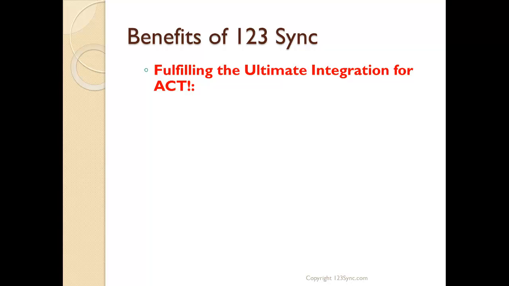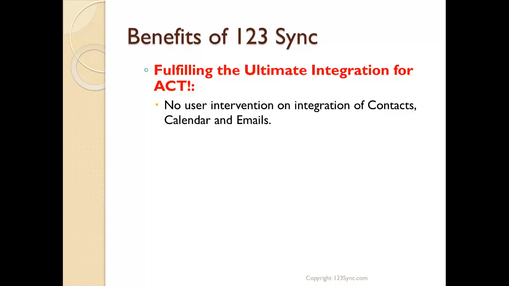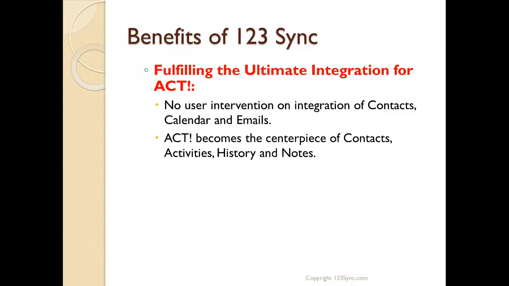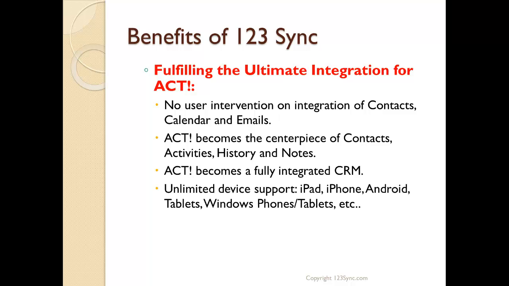So whether you're running a single installation where you're integrating Outlook emails or a modern company with mobile devices, you need the benefits of 123 Sync. This is what we call the ultimate integration for ACT. There's no user intervention on the integration of contacts, calendar, and emails. ACT becomes the centerpiece of what you purchase this for. The centerpiece for the contacts, your activities, your history, and your notes. And by opening a contact in ACT, you will have all that data there. ACT becomes a fully integrated CRM versus a 70% CRM that we see now.